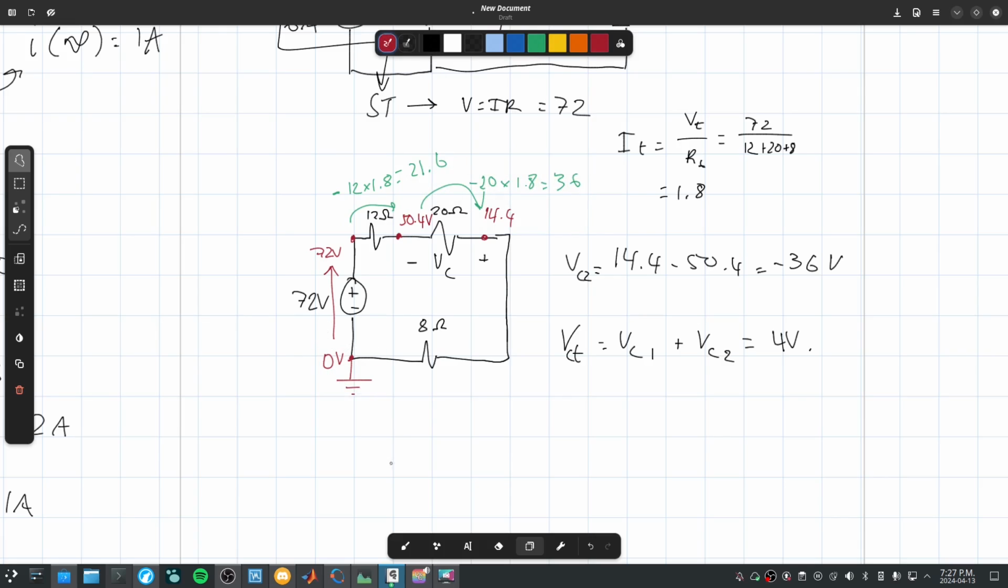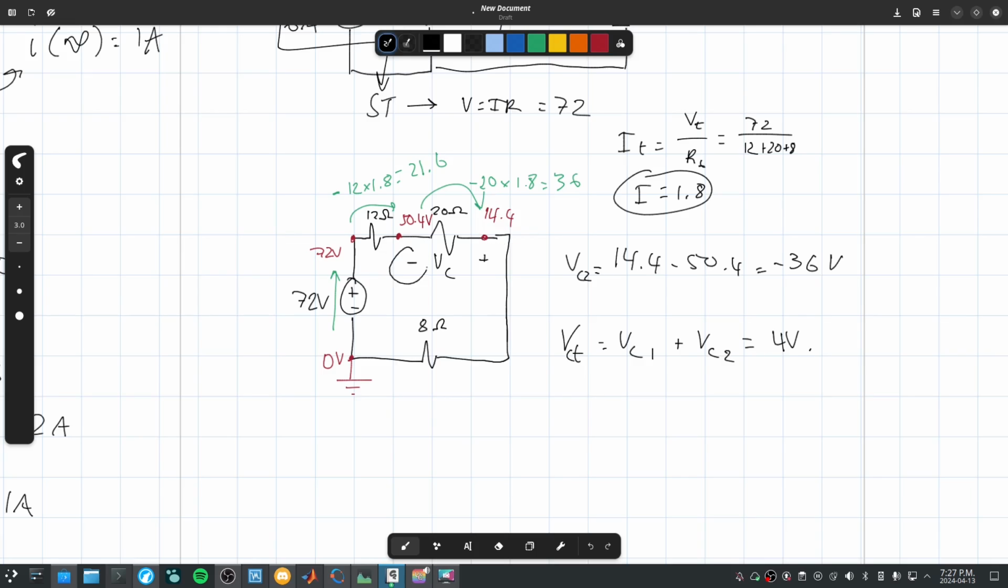So this is 0 volts. It starts from 0 volts. It gains 72 volts across this here, across the voltage source. And then it drops 21 volts over this resistor. Again, this is our current times our resistance. It drops down to 50.4. And then we drop it again by 36 volts to 14.4.